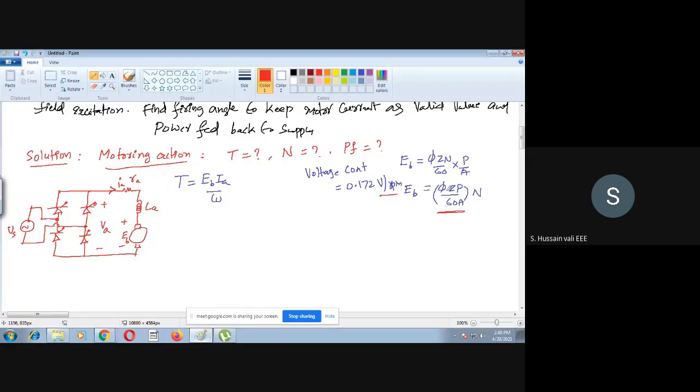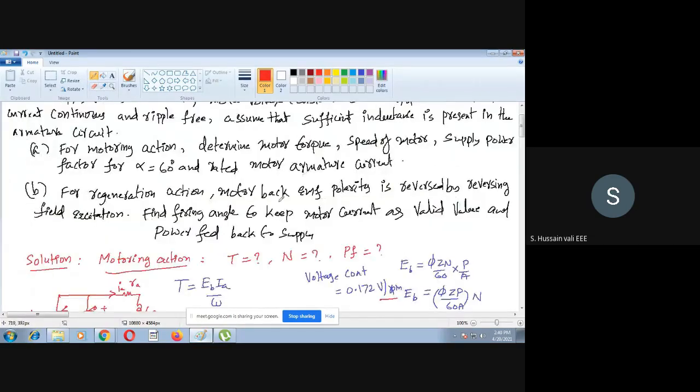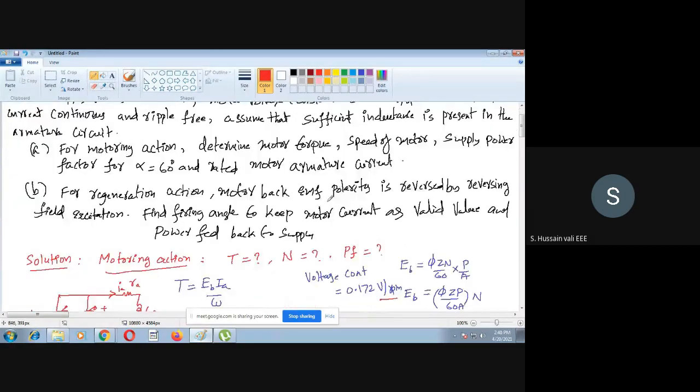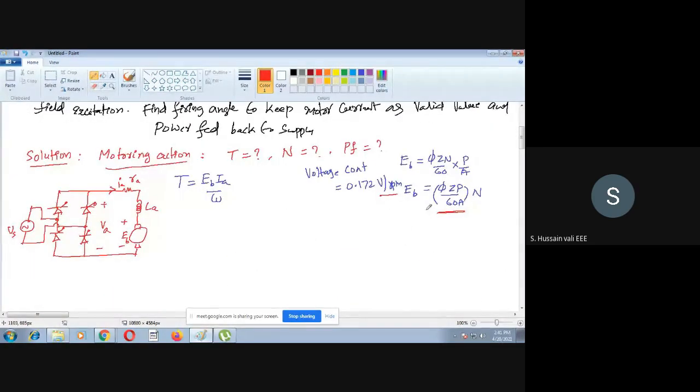This is a constant because phi is constant, z is constant, p is constant. Did he mention anything regarding the field? He did not mention anything regarding the field here, and it's a separately excited motor, so we will take it that the field comes totally from a separate source and is constant. So phi, z, p, and 60 are constant, everything is constant except N. Then what is this constant? If I take this as some constant k, then this constant is EB by N.